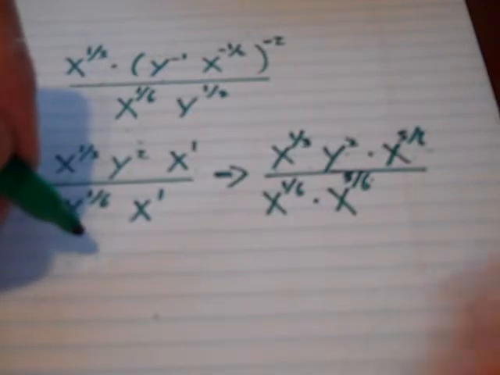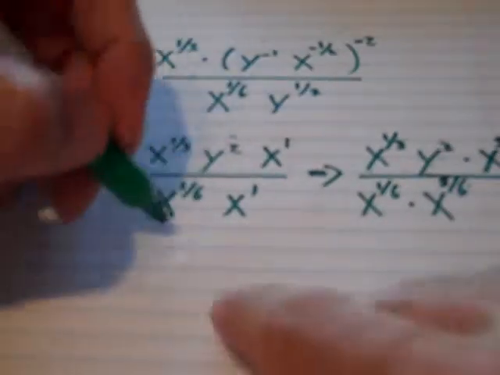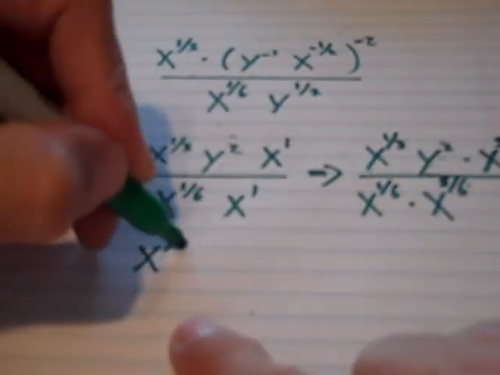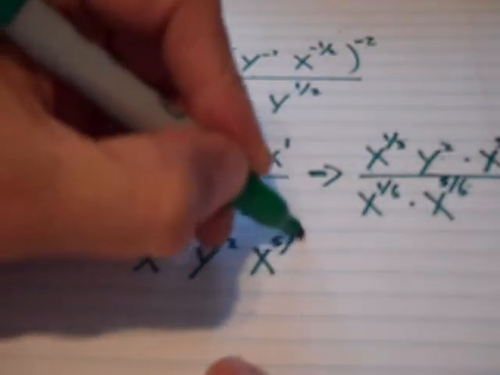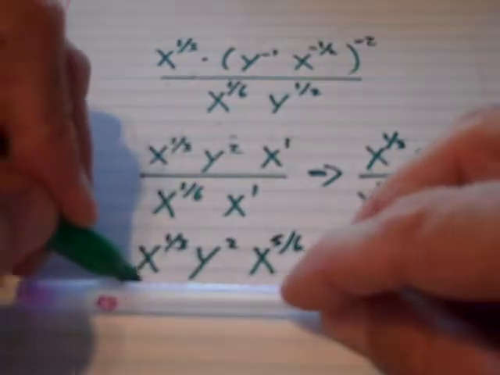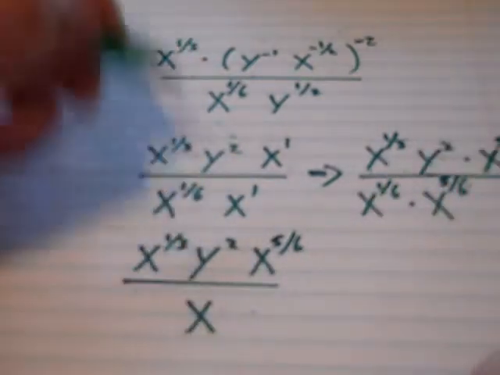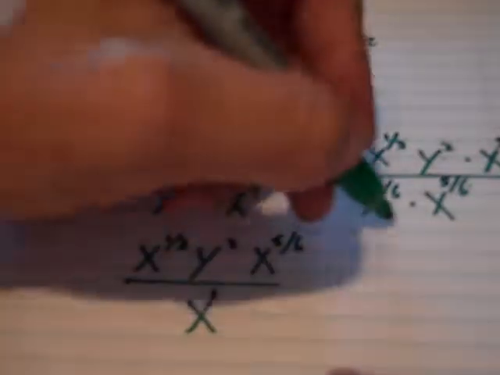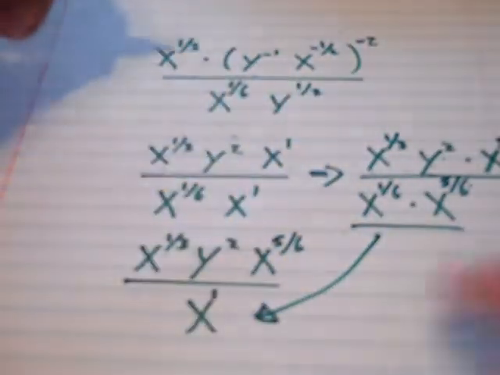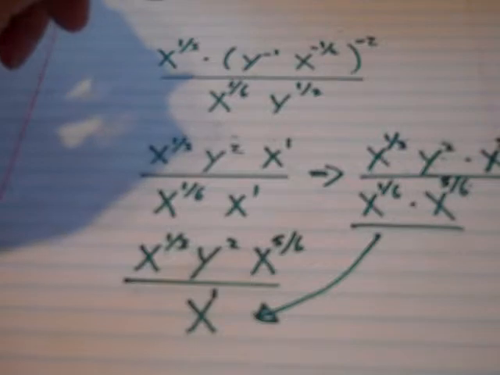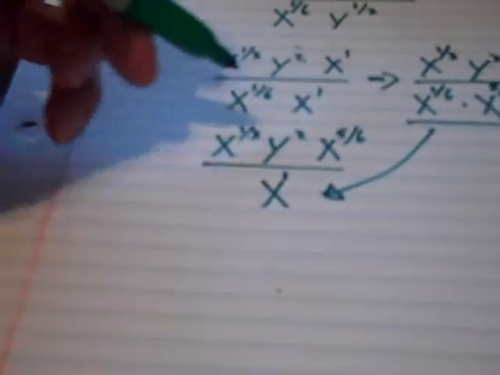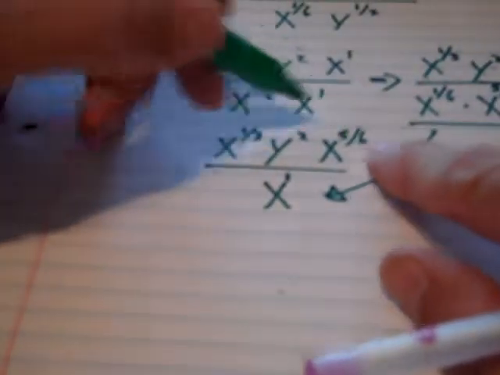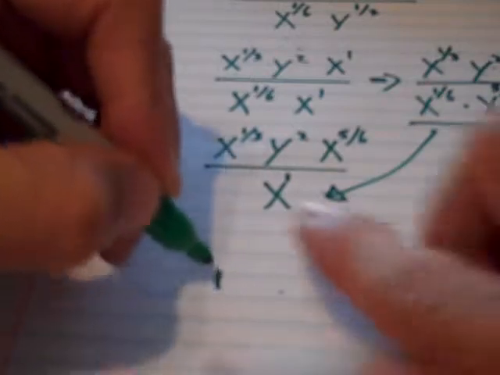So what I really have now is x to the 1/3 times y squared times x to the 5/6, all divided by x to the first power. Okay, so this became that. Alright, so now I can combine my x terms in my numerator, and what I have to do is find a common denominator. I have 1/3 and 5/6, so let's find a common denominator.